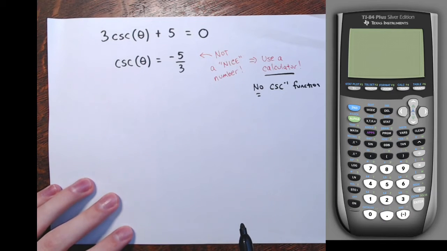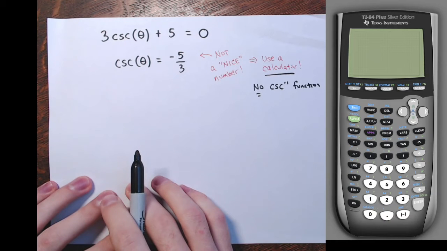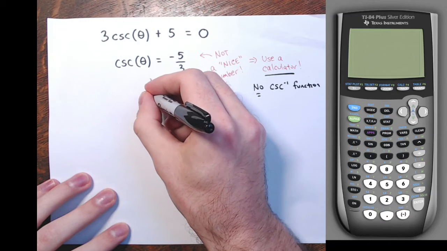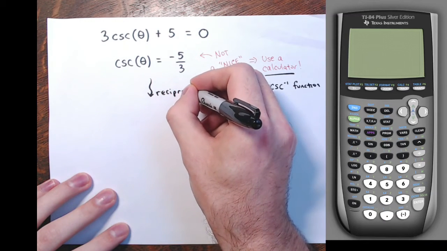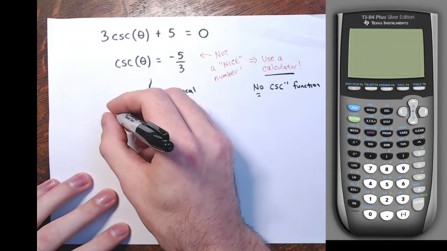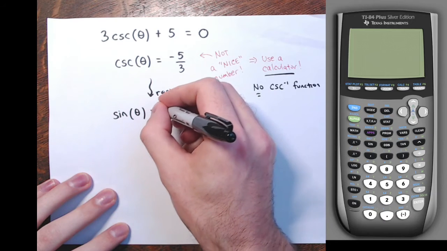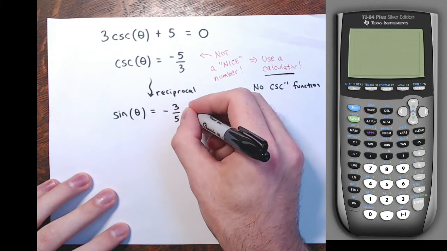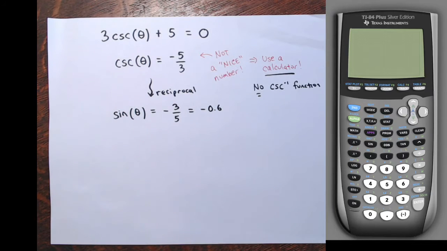I'm going to change this then to a sine equation by taking reciprocals. Alright, so I make this into a sine equation. We'll just take the reciprocal of both sides. And the reciprocal of cosecant is the sine of theta. And the reciprocal of this is negative 3/5, right? Or negative 0.6 if you want to write it as a decimal. Alright, and then I'll work with this one.